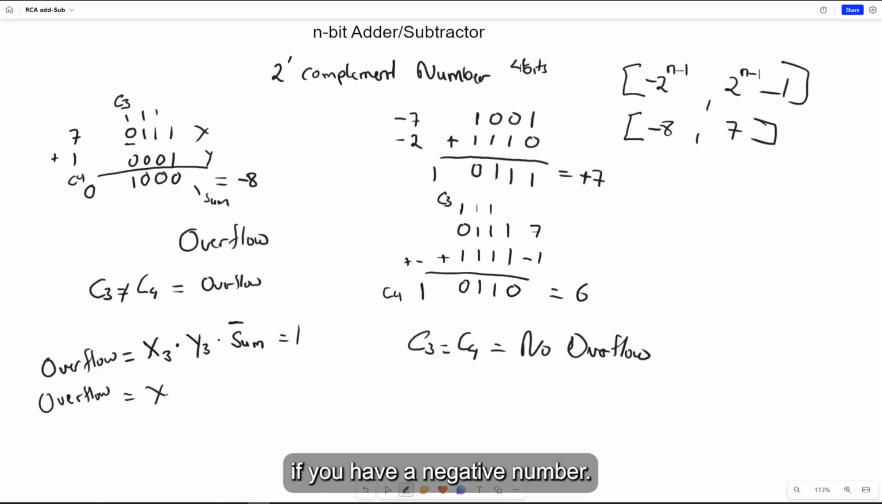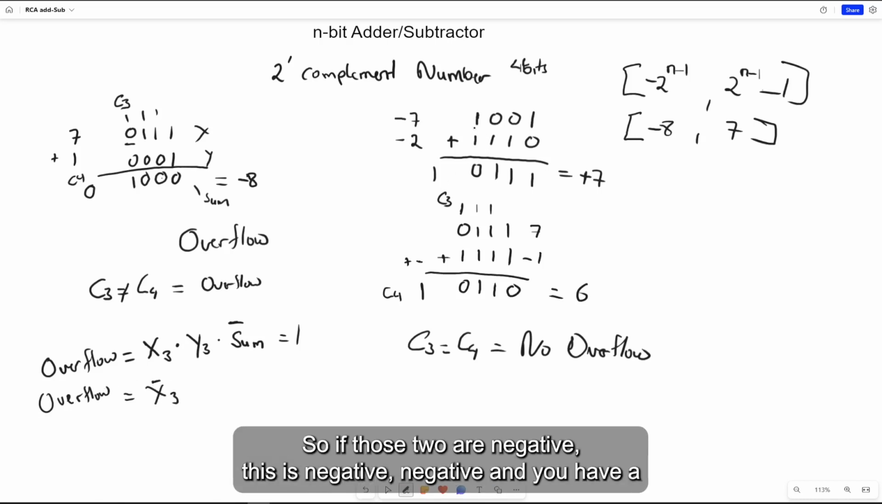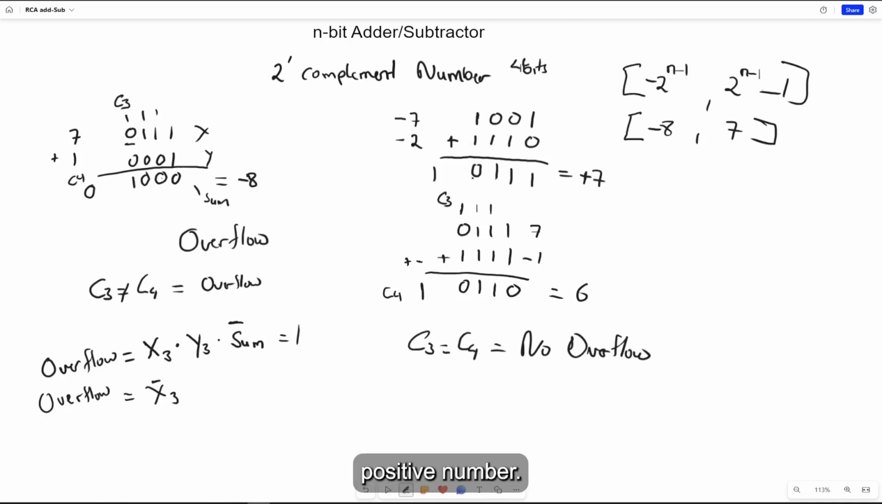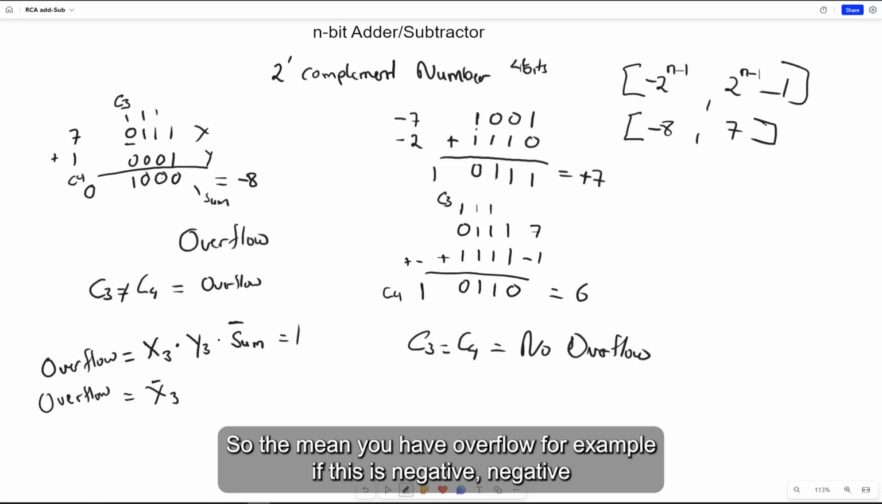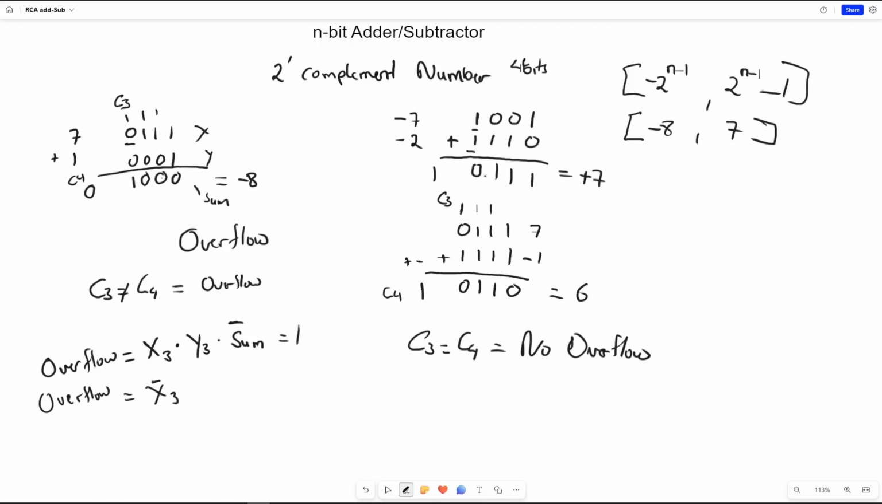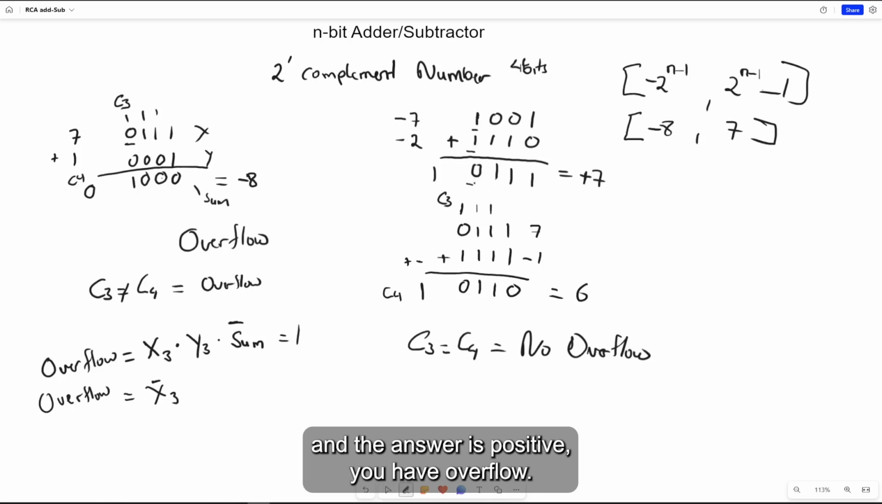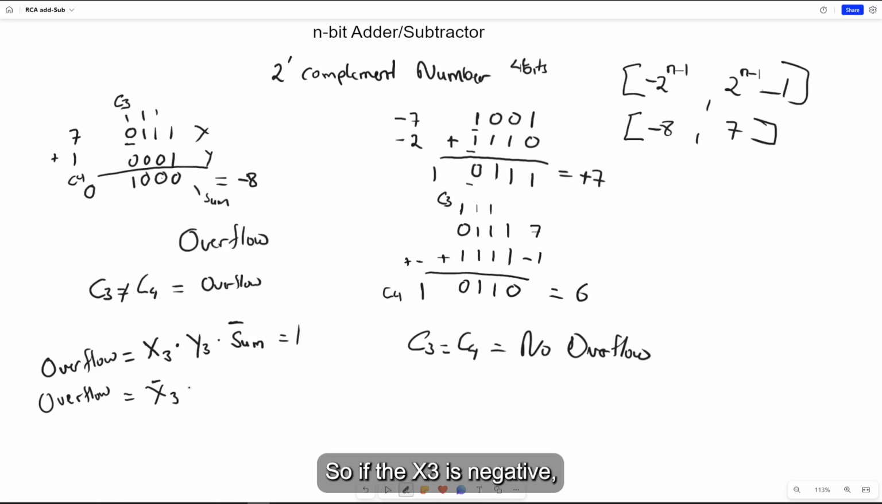And another way to look at it: if again overflow, if you have negative numbers, so if those two are negative, this is negative, negative, and you have a positive number, that means you have overflow. For example, if this is negative, negative, and the answer is positive, you have overflow. So if x3 is negative and y3 is negative, but sum 3 is positive, then you have overflow. So this is how you can test it.